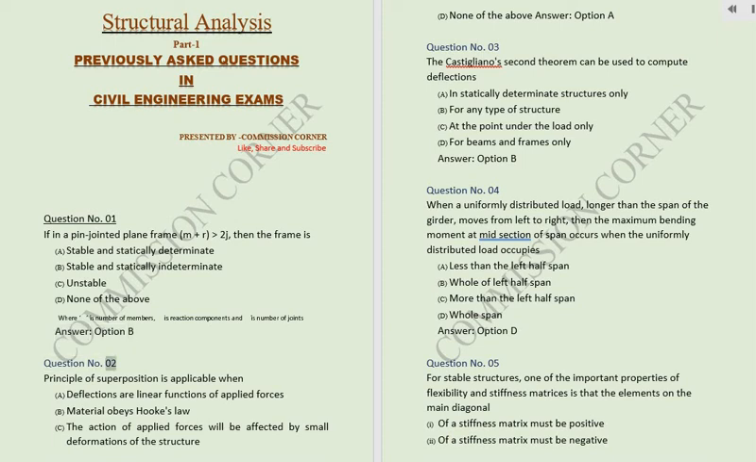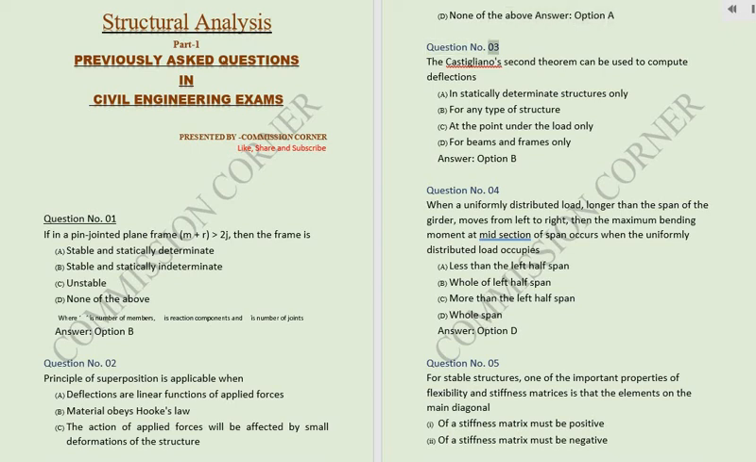Question No. 02. Principle of superposition is applicable when: A, deflections are linear functions of applied forces; B, material obeys Hooke's law; C, the action of applied forces will be affected by small deformations of the structure; D, none of the above. Answer, option A.